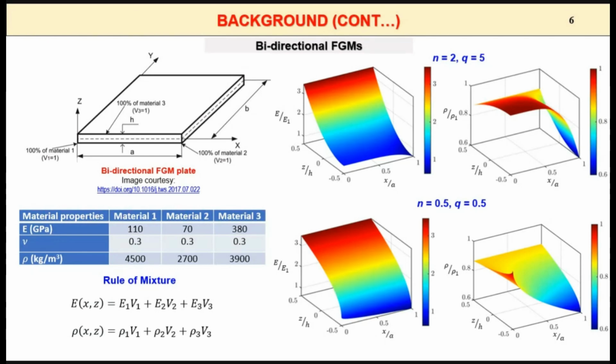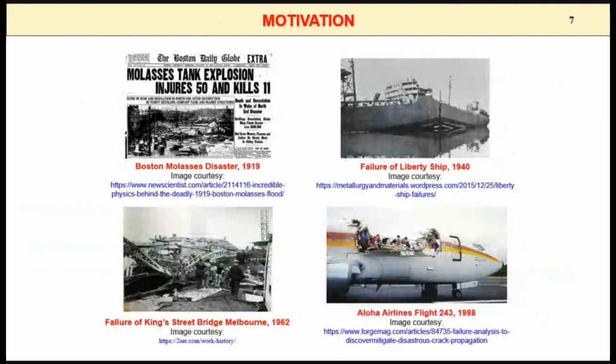And one more thing, if we take N is equal to 0, then it becomes a unidirectional functionally graded material. So the material properties only vary in the thickness direction. Now, this bidirectional FGM is mostly used in aerospace engineering for making the fuselage. And as we know, this fuselage is composed of several plate type structures.